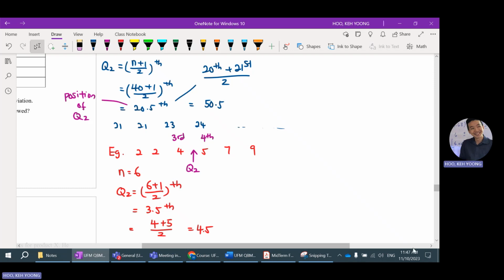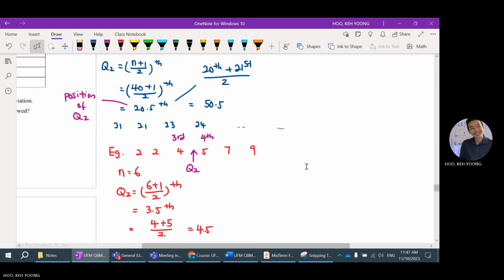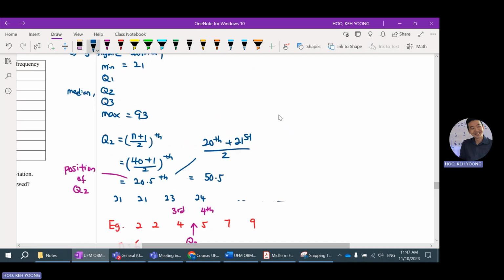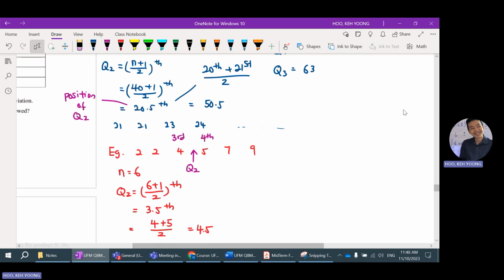So after you find your Q2, where is your Q1? For this one, you get 35.5. Okay, and the rest check the answer for Q3 only. Right, 63.